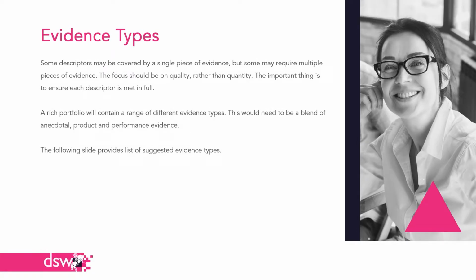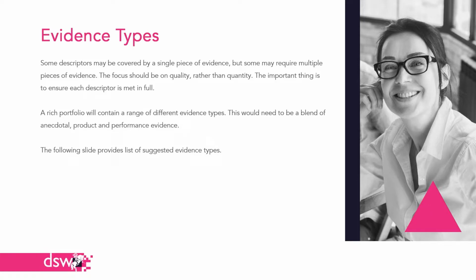Evidence types. The portfolio evidence should be mapped against the pass and distinction descriptors listed in the portfolio referencing table. One piece of evidence could span several pass descriptors, so they could use one context statement and the additional pieces of evidence to cover multiple descriptors. There may also be descriptors which require more than one piece of evidence in order to meet them in full.